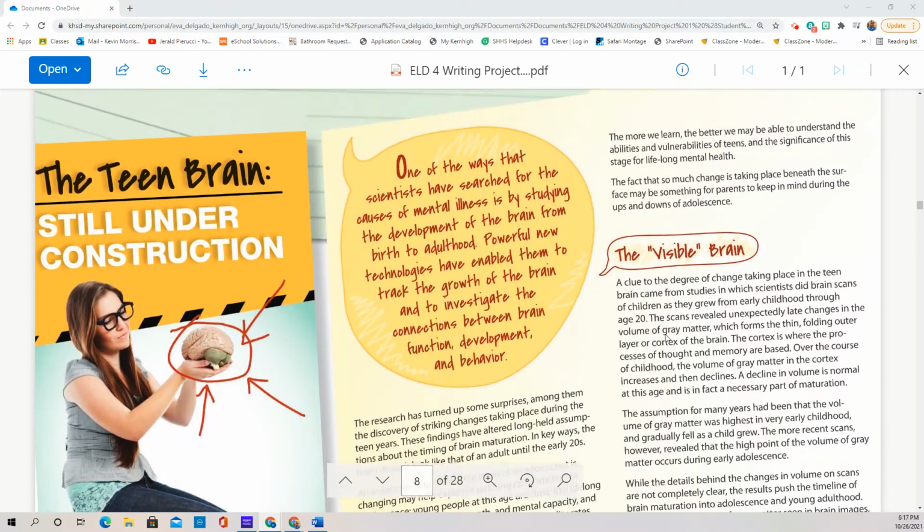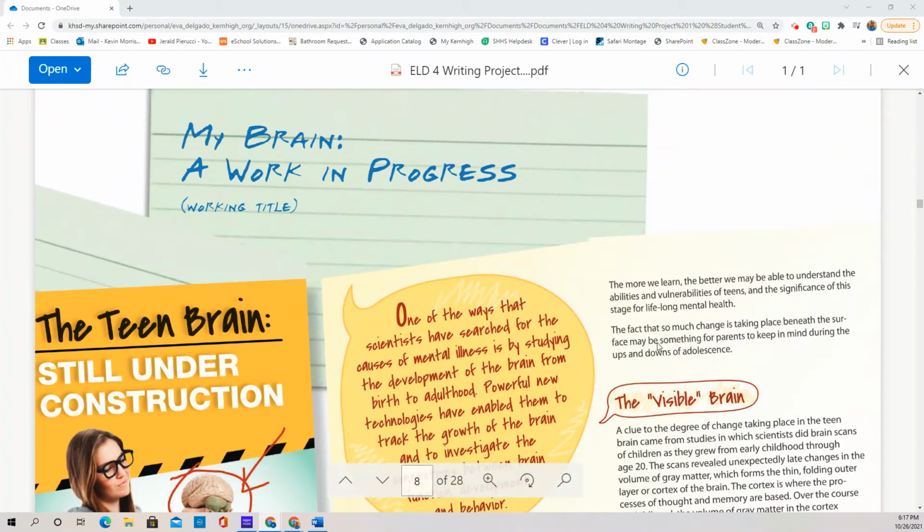You guys following along with me? So we're up at the top now of that far right column where it says, "The more we learn." Put a pencil, a finger, something on that, follow along as I read.